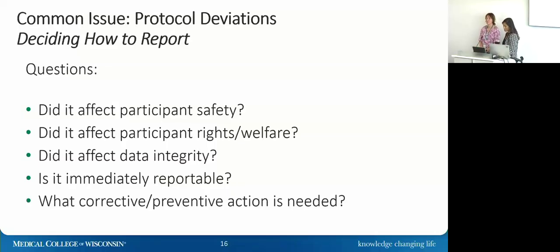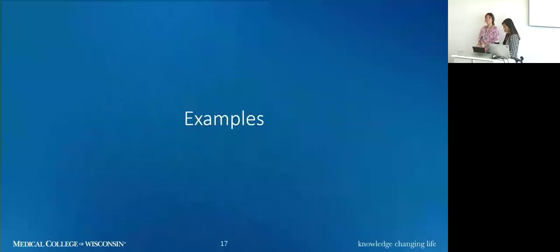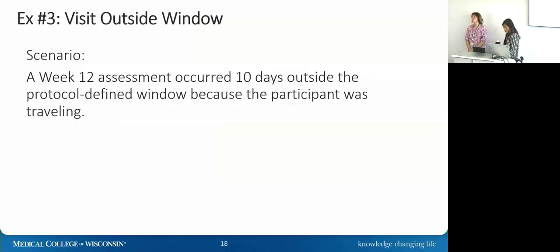So we're going to go into a couple of examples, and Becca's going to go through one right here. Okay, our next example is a visit that's outside the window. A 12-week assessment occurred 10 days outside of the protocol-defined window because the participant was traveling. So maybe they gave a 1-week window and now it's 10 days outside of that window and they were on vacation. So now we have a deviation.